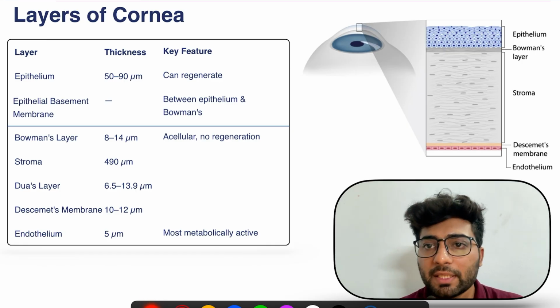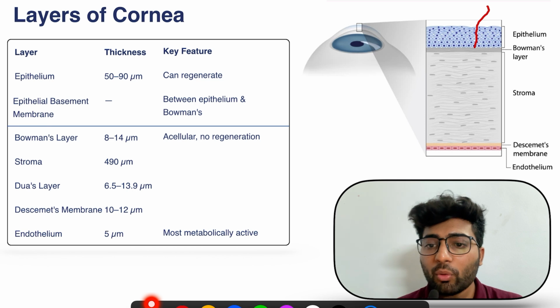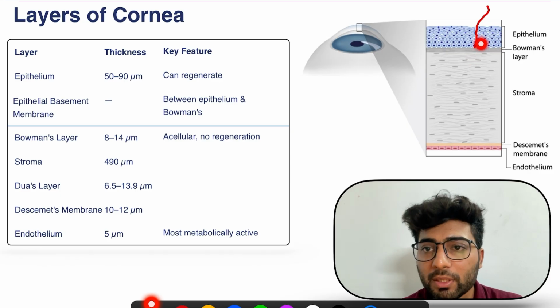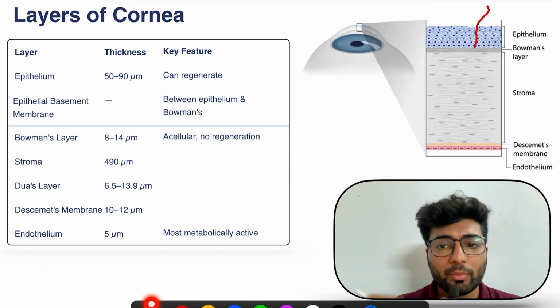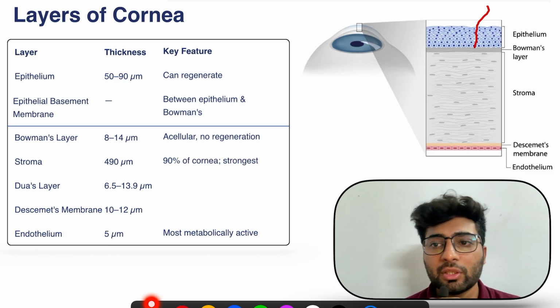So whenever there is any trauma over here, if the trauma is limited only to the epithelial layer, then there will be regeneration and there will not be scarring. But if the Bowman's membrane is broken down by the trauma, there will be scarring. The third layer we will see is the stroma.